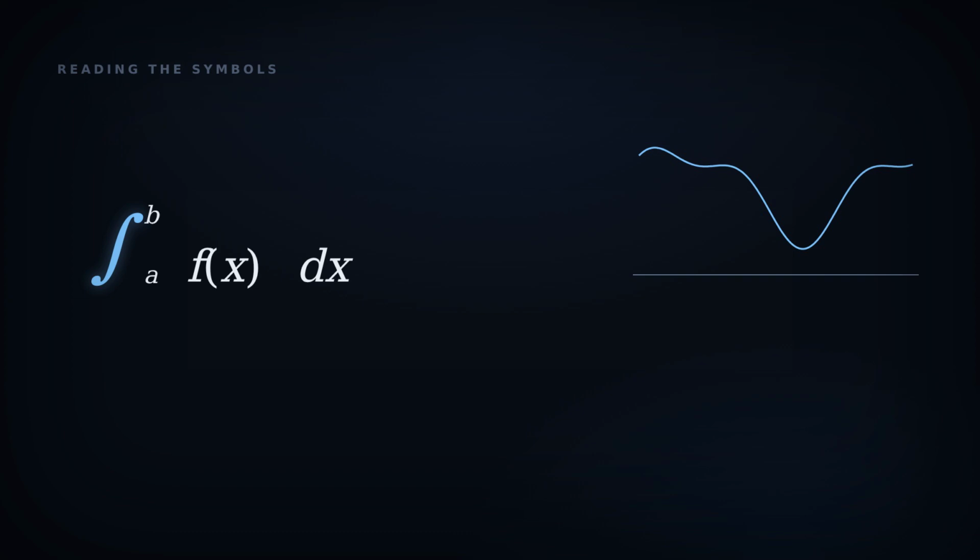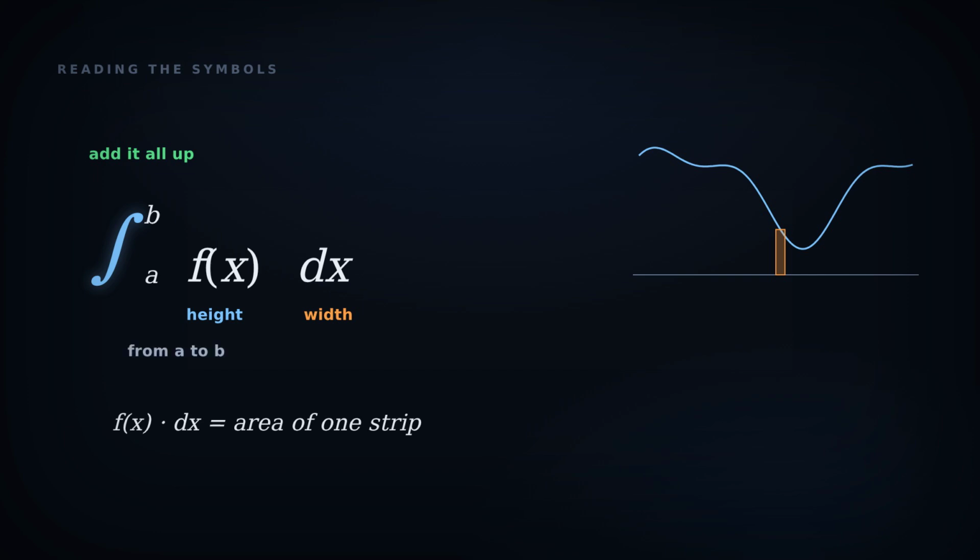So let's break every piece of that down because each part means something concrete. The f of x is your curve, the height of the function at each point. The dx is the width of one of those infinitely thin strips. Think of it as infinitely small changes in x. So f of x times dx is height times width, the area of one tiny strip. And the long S out front says add up all of this.